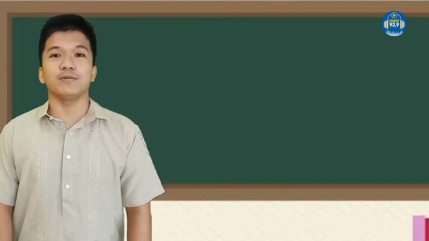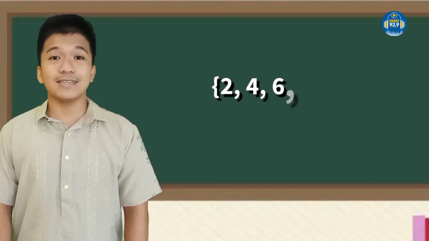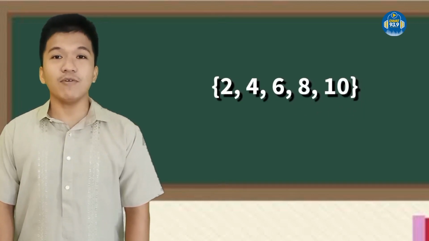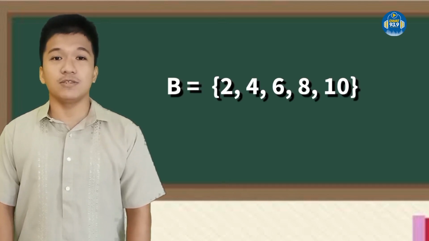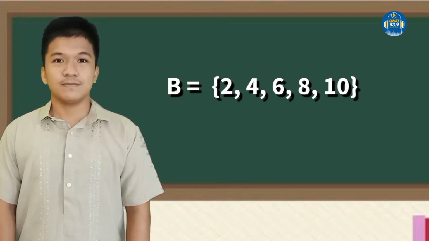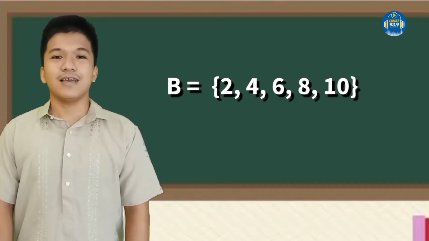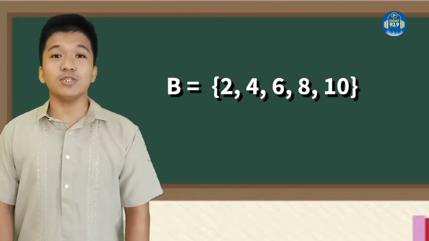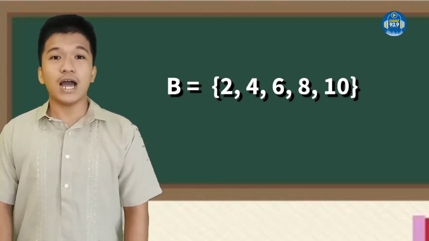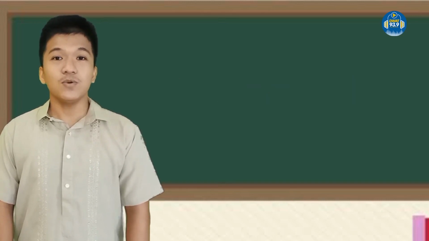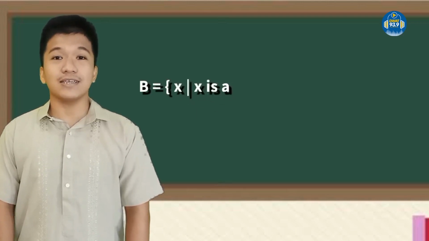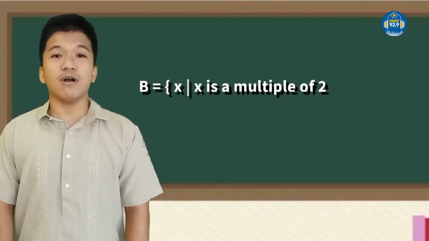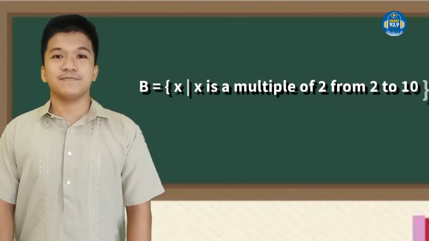Let's have another example. Consider a set whose elements are 2, 4, 6, 8, 10. The name of the set is set B. Represent this using rule method. Yes, you are right. As you can see, the elements are multiples of 2 starting from 2 until 10. So, we could write it as set B is the set of all x such that x is a multiple of 2 from 2 to 10.